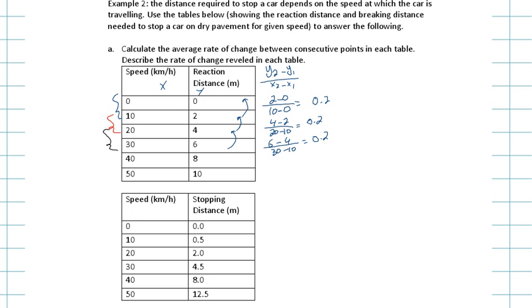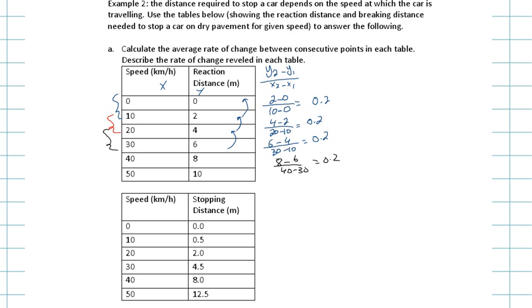8 minus 6, 40 minus 30. That's right. Because now I'm looking at these 2 points. So it's 8 minus 6 over 40 minus 30, which is 0.2. And the last one is going to be 10 minus 8 over 50 minus 40, which is 0.2.